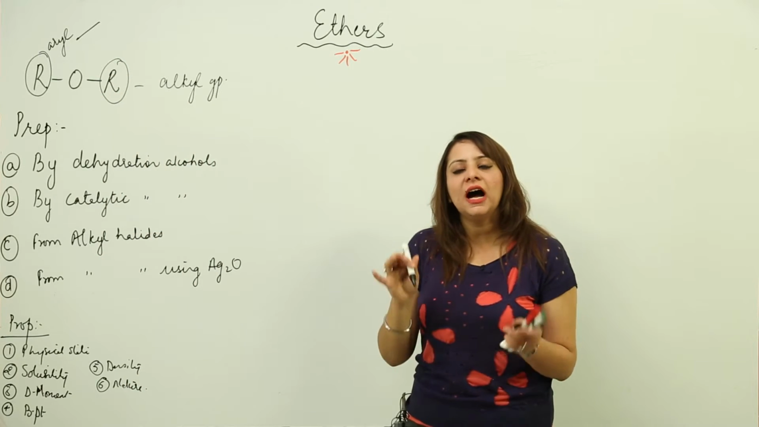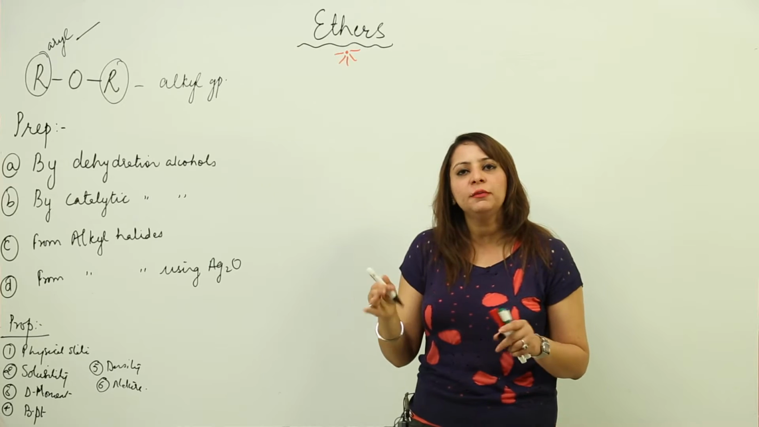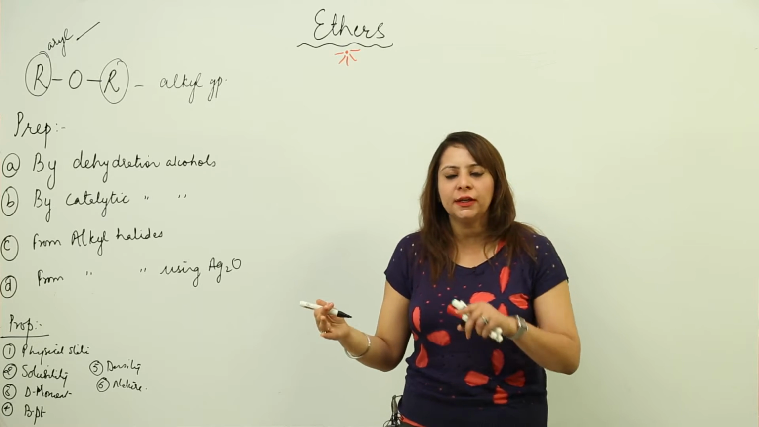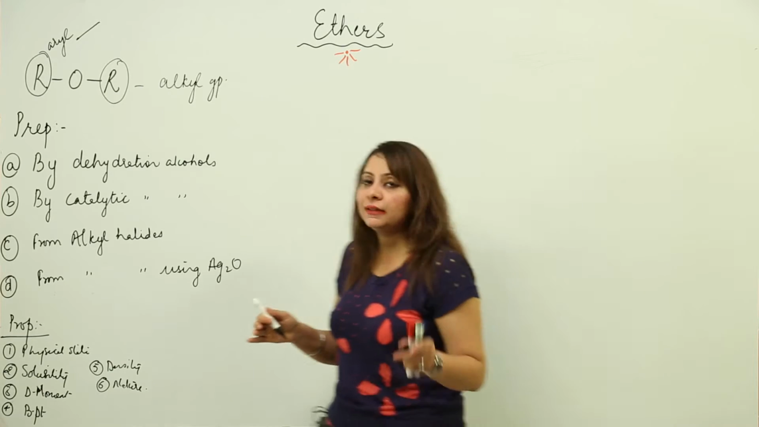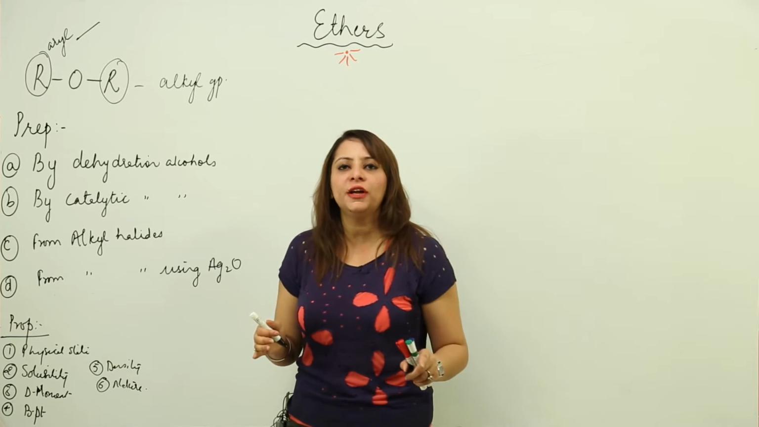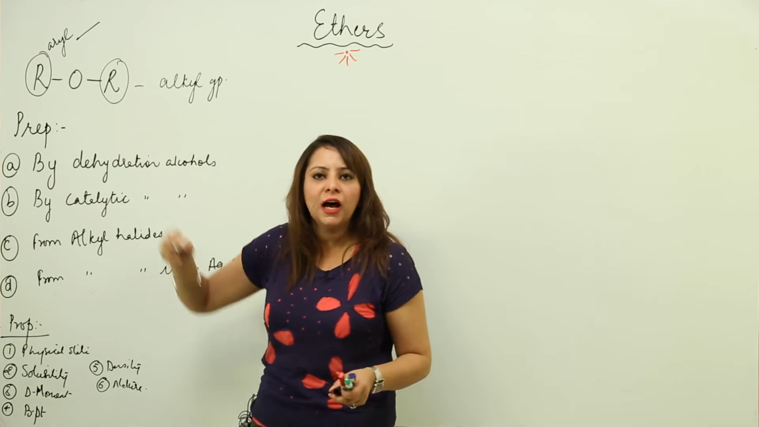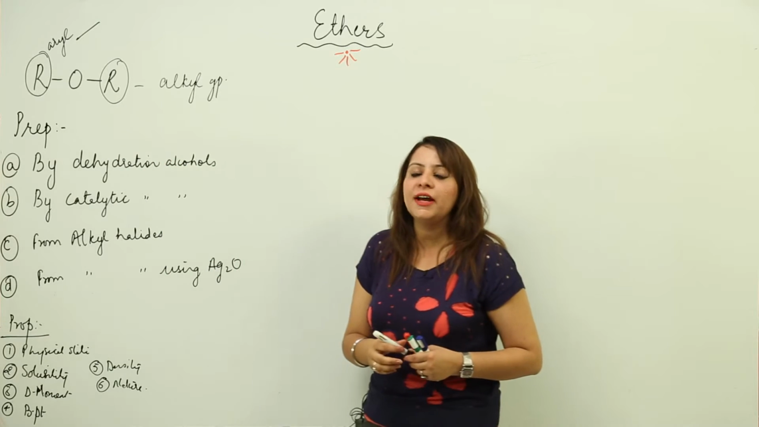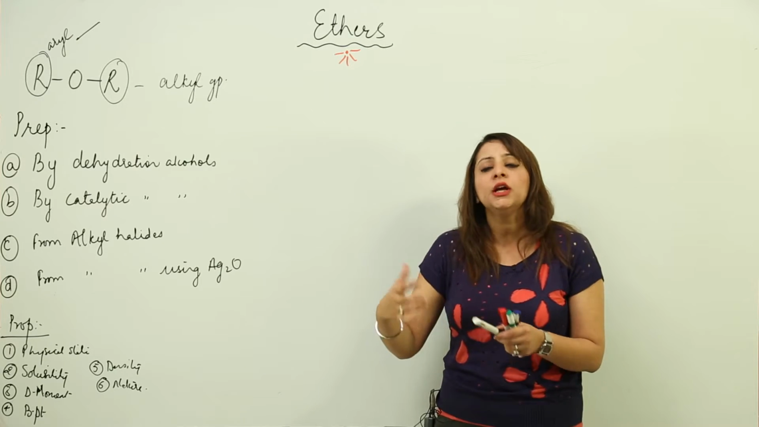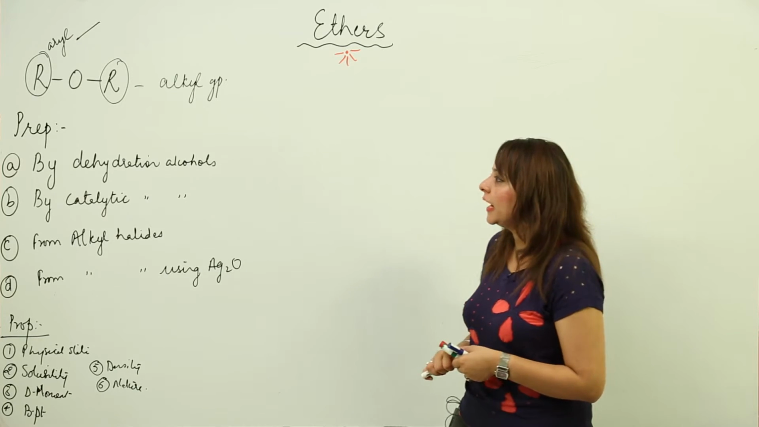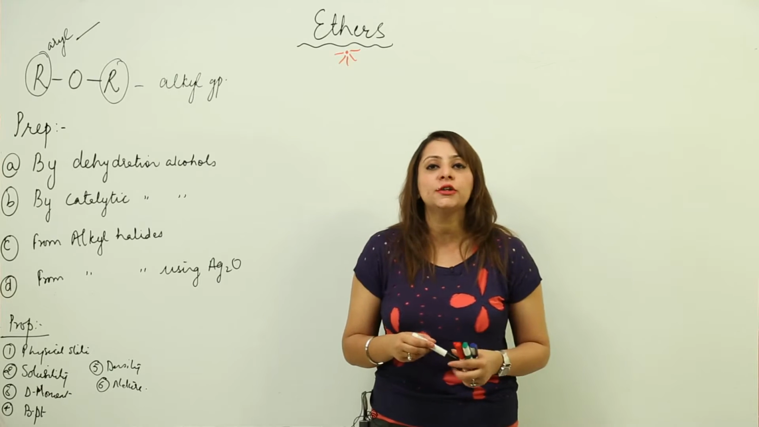So that means the R can be the same, R can be different, R can be aliphatic and one can be aromatic. Any kind of thing we can find, but the general formula for ether remains the same, that is ROR, where R can be an aliphatic group or an aromatic group, or two aromatics or two aliphatics. Now starting with the preparation, how we can actually prepare it.